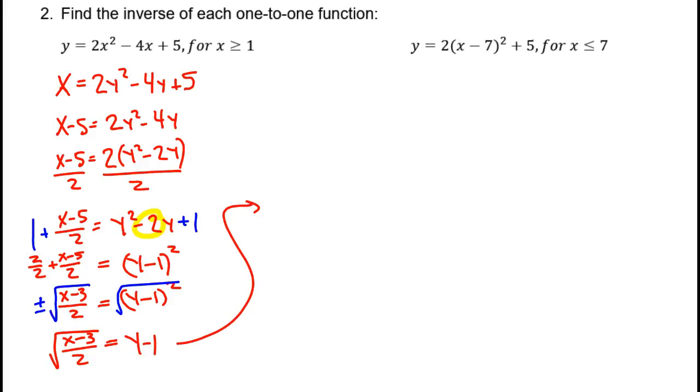I'm going to go up here for now. I'm going to add 1 to both sides. Don't forget the plus or minus sign. And I'm going to have y equals 1 plus or minus the square root of x minus 3 over 2.